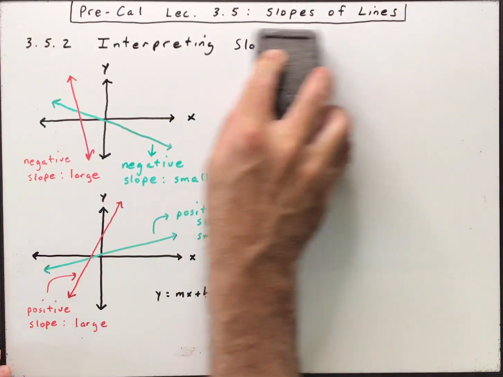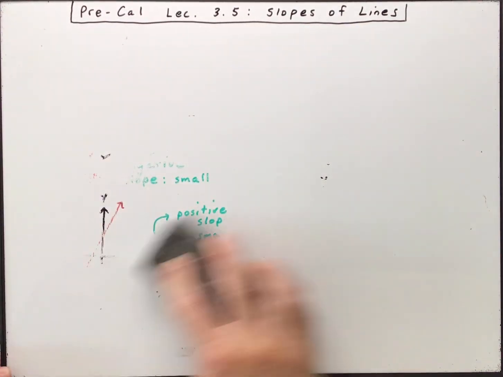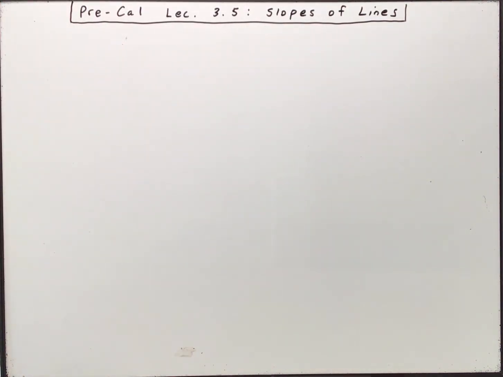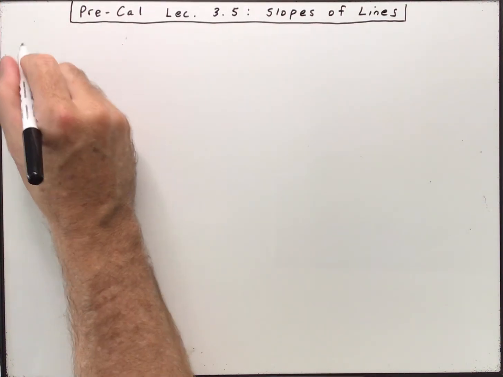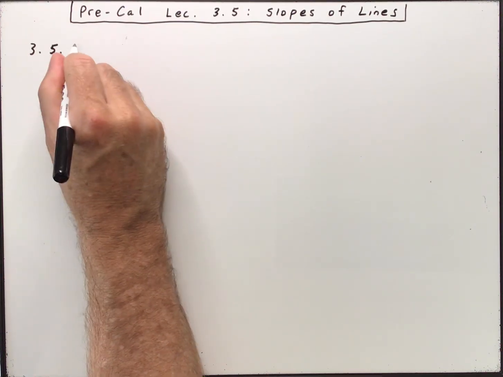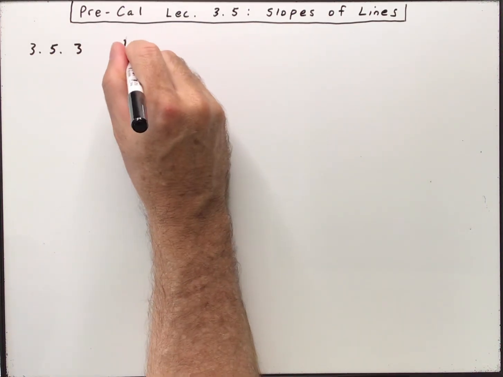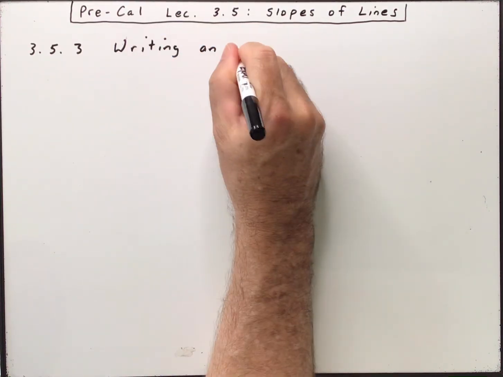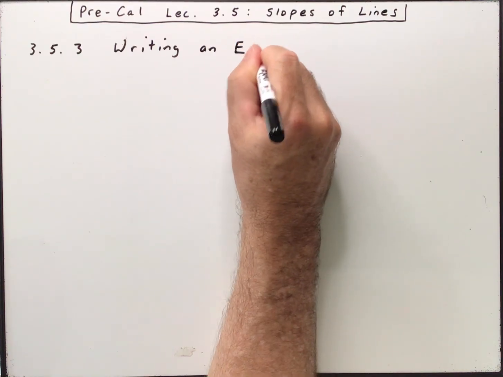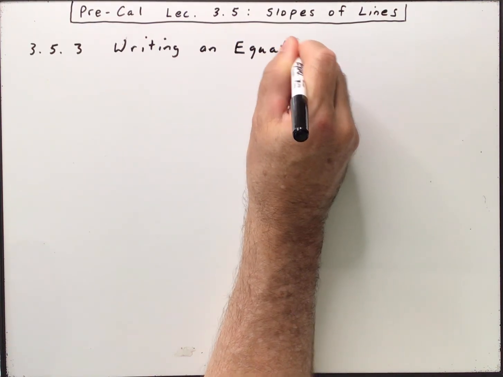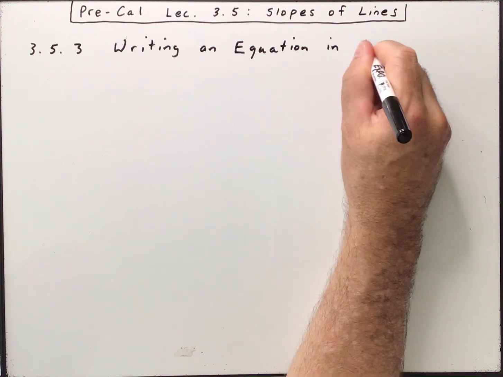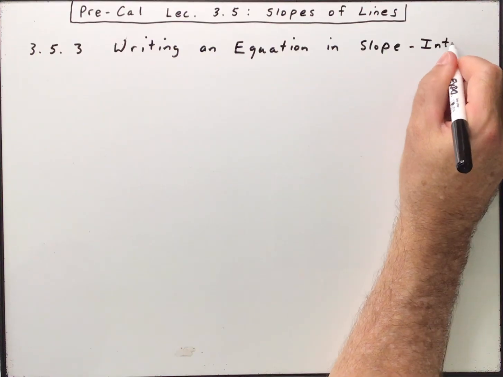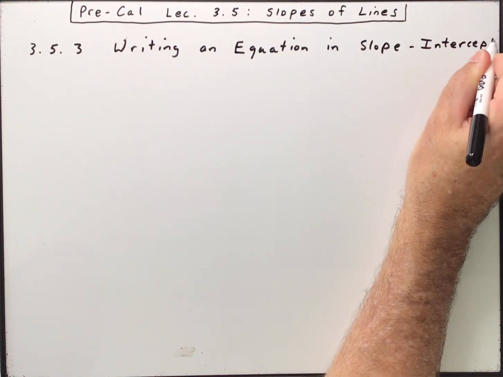So let's move on to the next subsection. This material isn't hard, but this lecture is a little longer than average. So 3.5.3 is writing an equation in slope-intercept form.